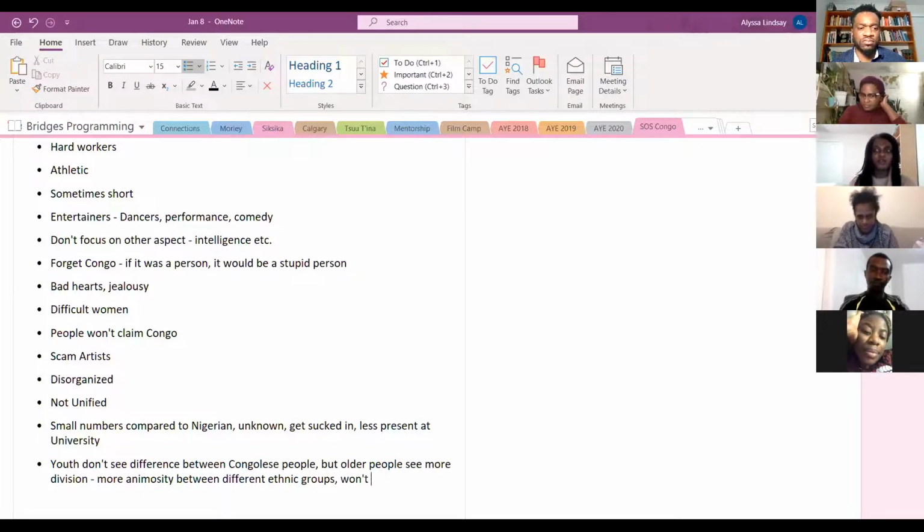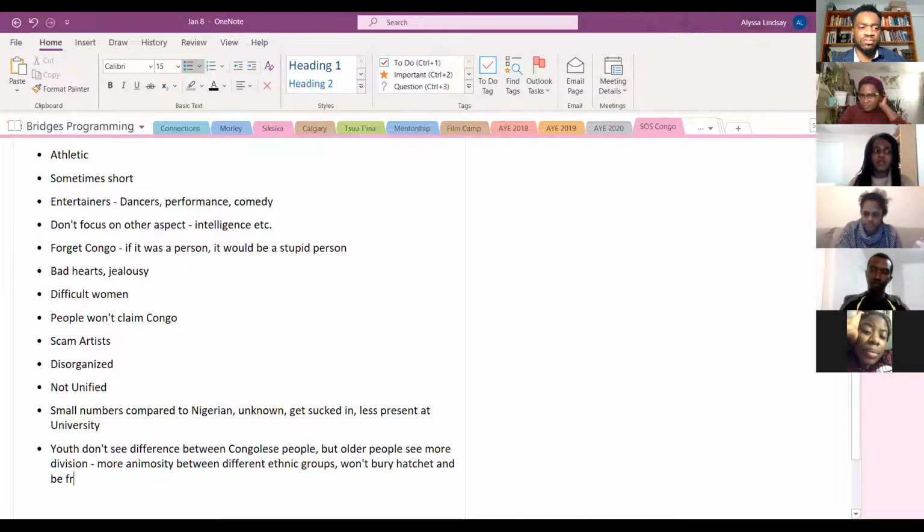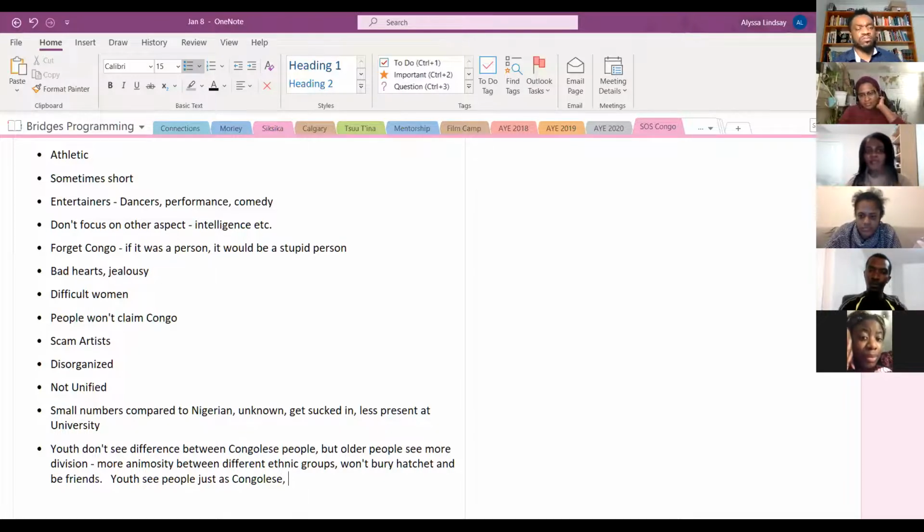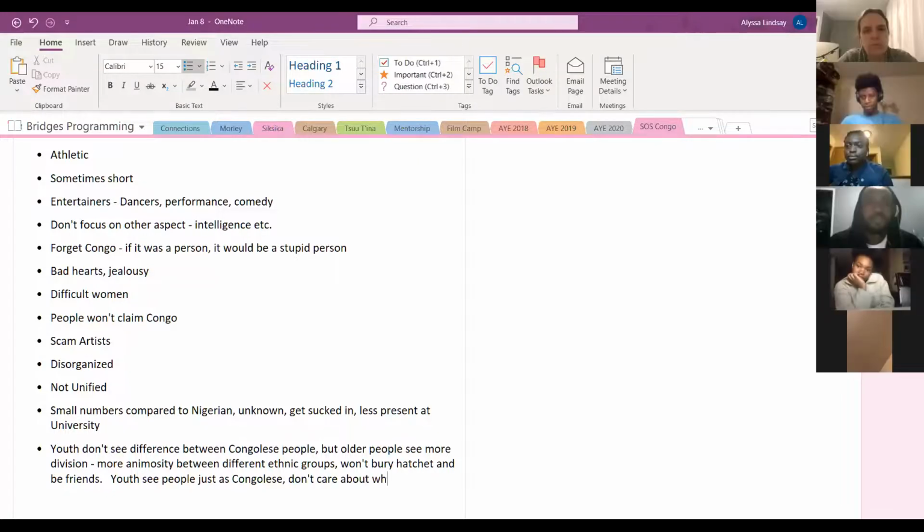But amongst the youth, we don't have all this bickering amongst each other. We just see people as Congolese and that's it. We don't even go by the ethnic groups anymore. We just say, are you Eastern Congolese or Western Congolese? There's no who's Bakongo and who's whatever. Nobody cares about that amongst the youth, really. I see. All right. We'll go to Raisa.